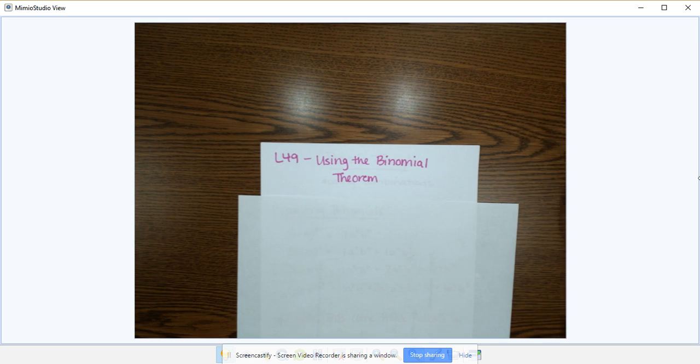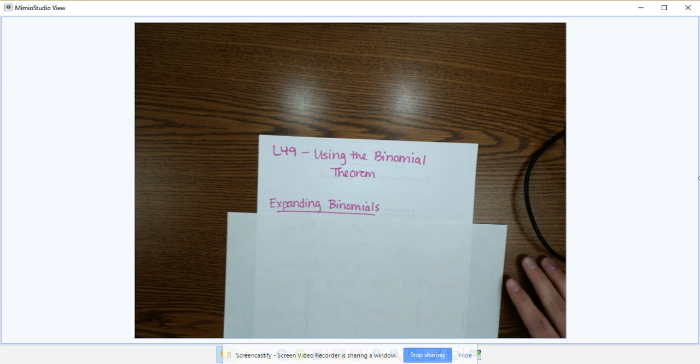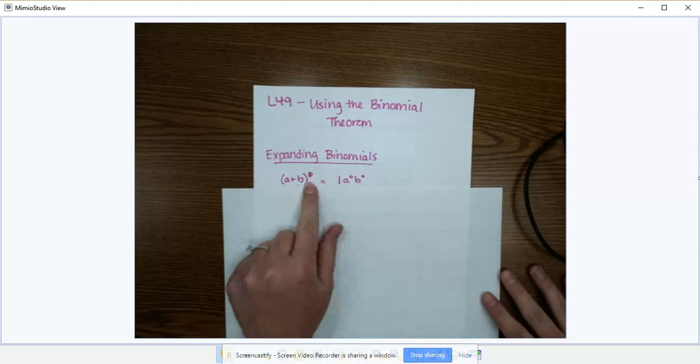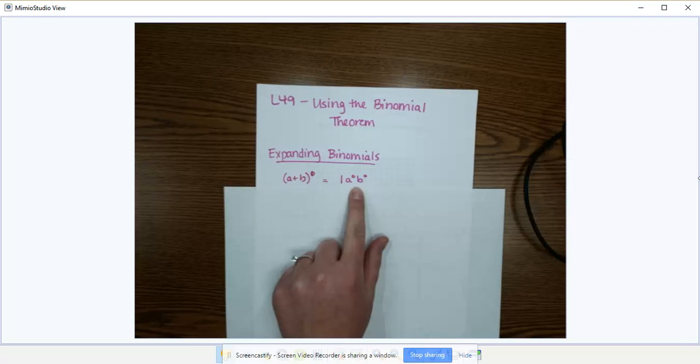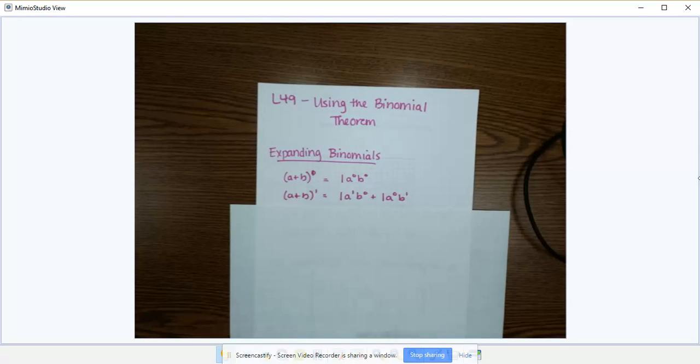We are going to use the binomial theorem to help us multiply or expand binomials. So remember, binomials means that we have two terms. So we could have (a + b) to the 0 power. Well, we know anything to the 0 power is just 1. So to show the pattern a little more, we're going to write it 1 times a to the 0, b to the 0. Then we have (a + b) to the first.